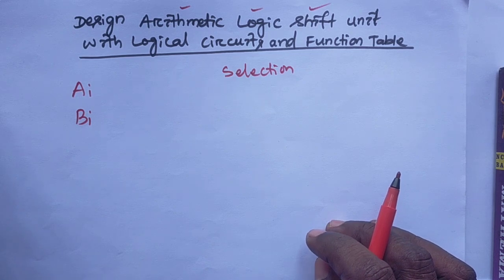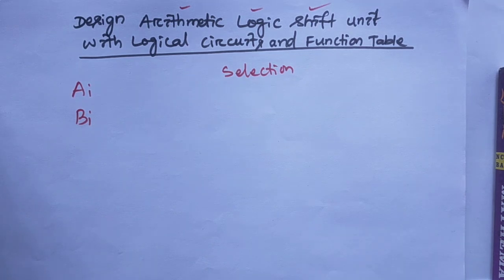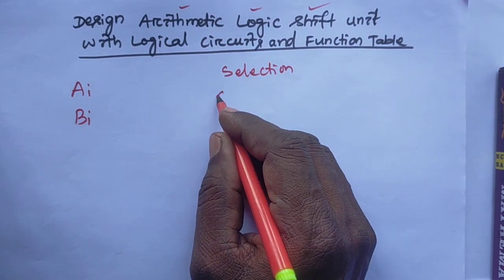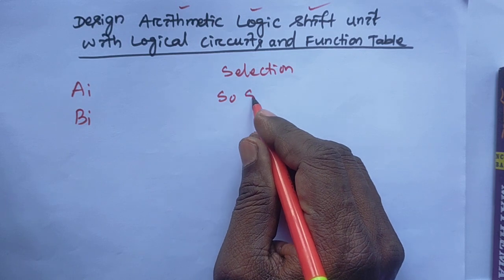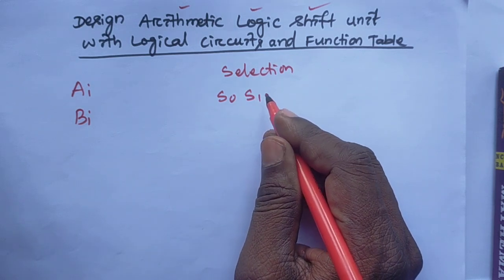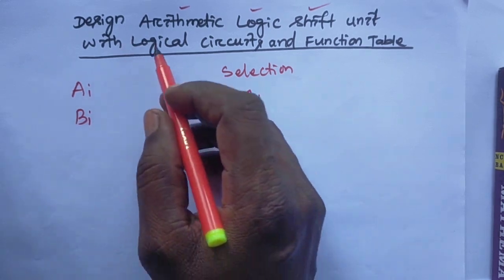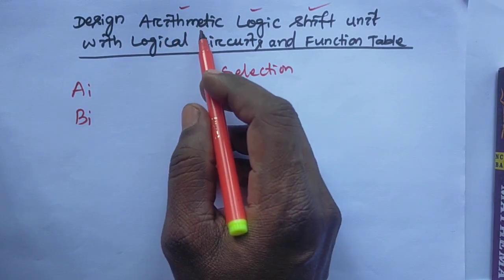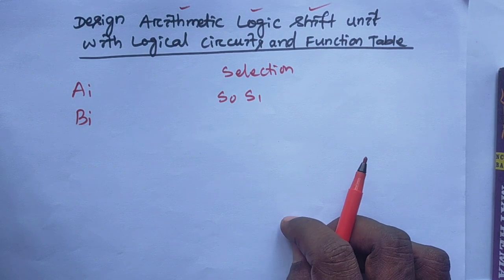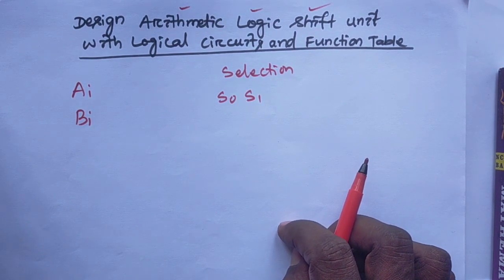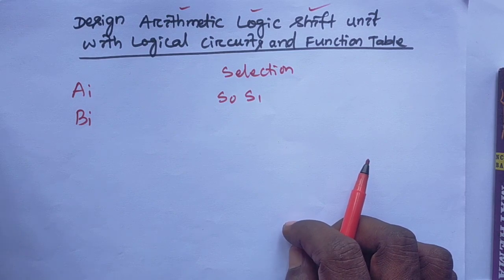One is for arithmetic, another is for logic. For example, suppose S0, S1: these two will decide which one is for arithmetic and which for logic. They will decide, and I will show you how they decide based on the design.